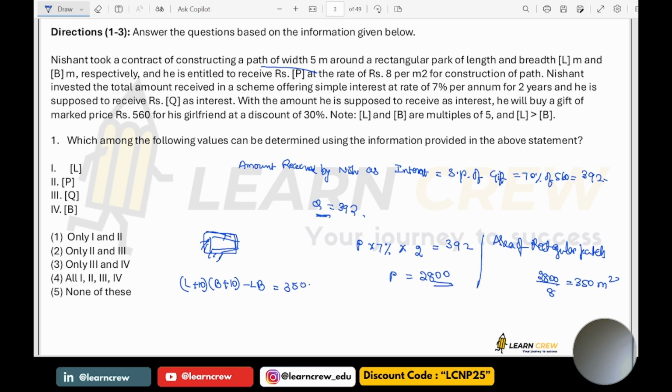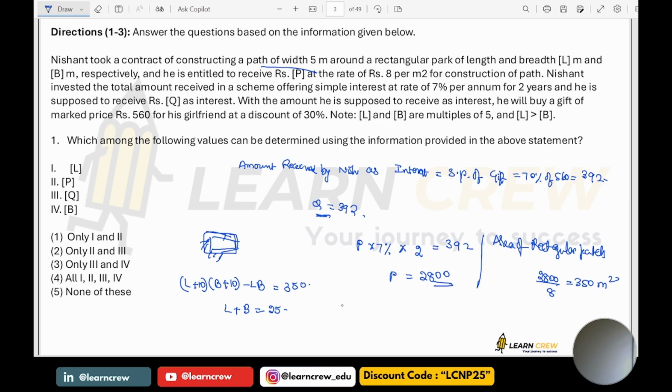If you simplify this, how much do you get? 10 into 10 is 100, and LB cancels out. So I get 10L plus 10B plus 100 is equal to 350, that is 10L plus 10B is equal to 250. Thereby L plus B is equal to 25.